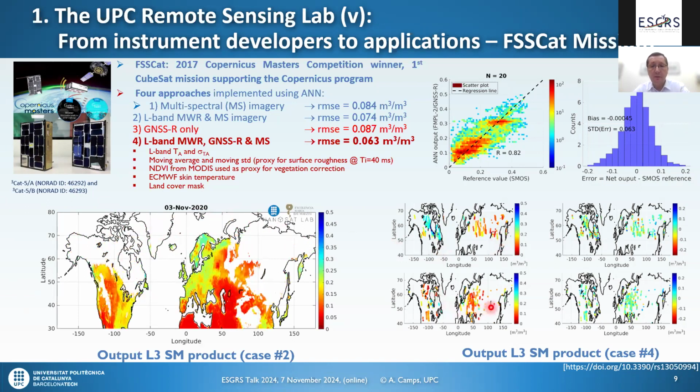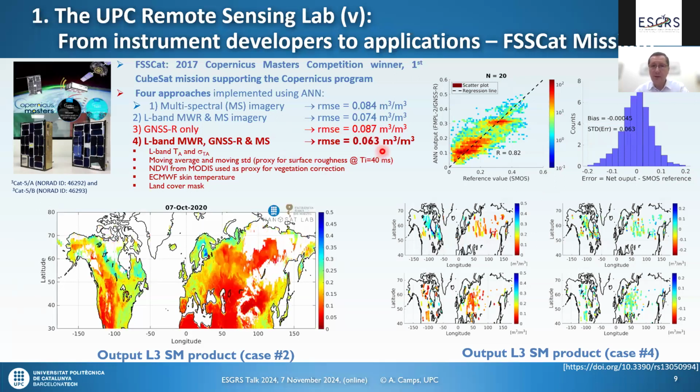Same thing with GNSS-R. But in GNSS-R, as we'll be seeing later, the mapping is less dense because we only see the tracks where the specular reflection points take place. And then here are some figures of merit of the quality of the results that we were obtaining.